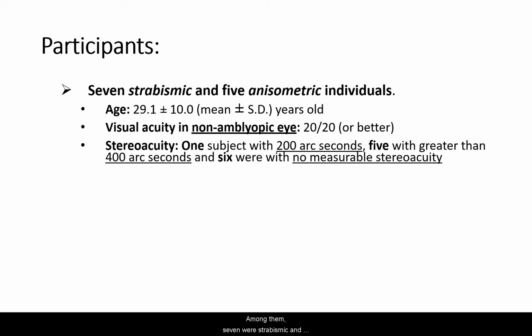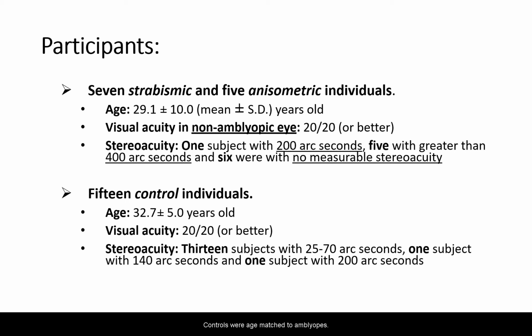Up to this day, 27 individuals have participated in our study. Among them, 7 were strabismic and 5 were anisometropic, but they all showed impaired stereoacuity based on the Randot stereoacuity test. Controls were age-matched to amblyopes. They showed normal or corrected to normal visual acuity in both eyes and significantly better stereoacuity compared to amblyopes.